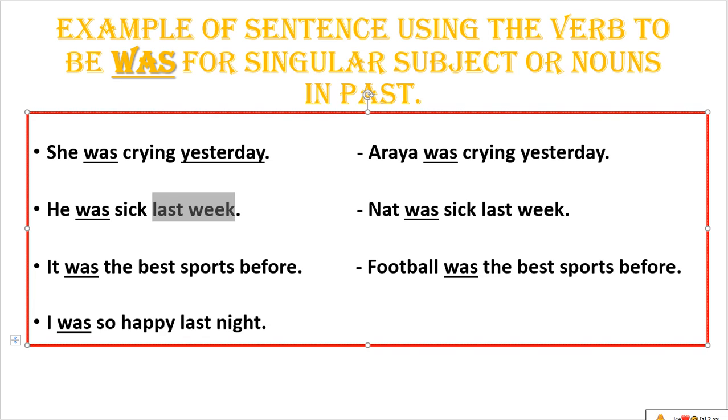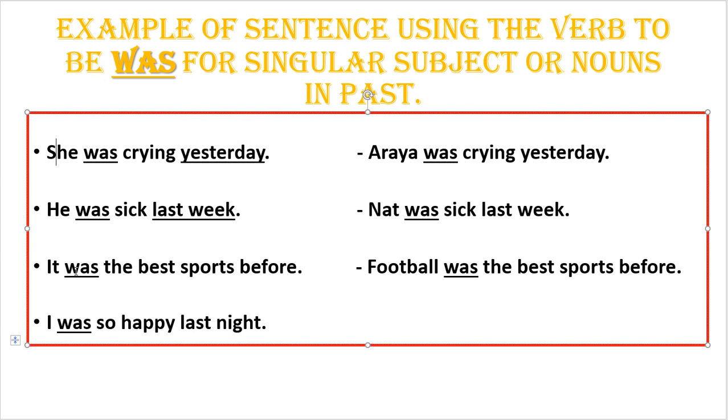Don't forget about that. Last week is the past. So what happened to the boy last week? He's sick. He was sick. Okay, so we use was here again because this is singular. For she, we use was because it is singular.